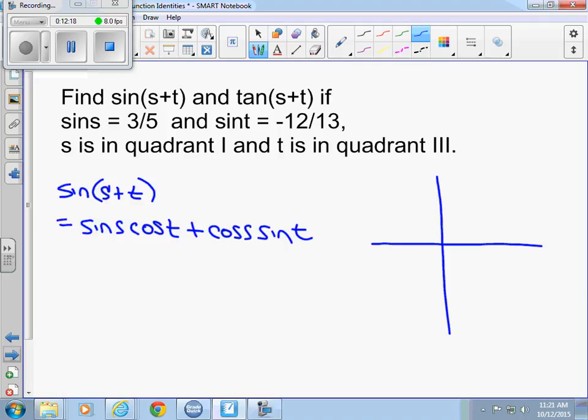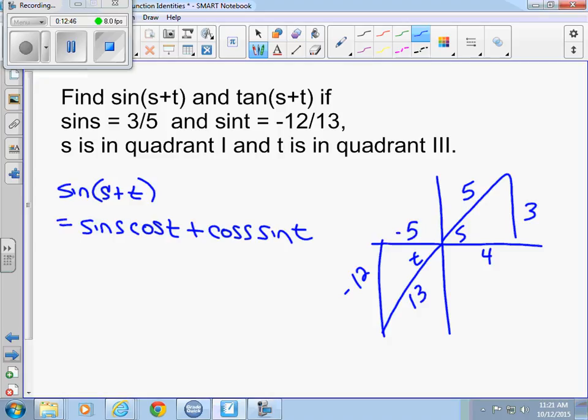Okay, so s is in quadrant 1, so I'm going to draw a triangle for s in quadrant 1. Sine is 3/5, which lets you figure out the third side: 4. And t is in quadrant 3, and sine is negative 12 over 13, so you want to know the other side: 5. If you didn't know those, how would you find them? Pythagorean theorem.